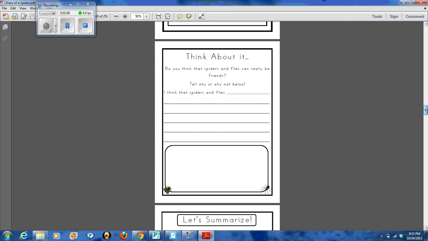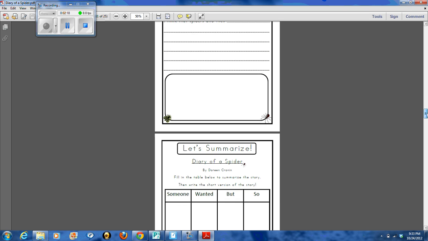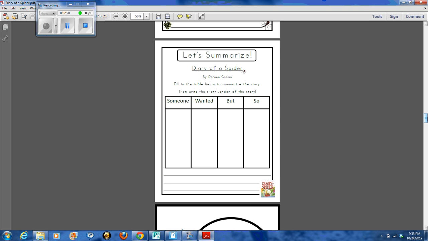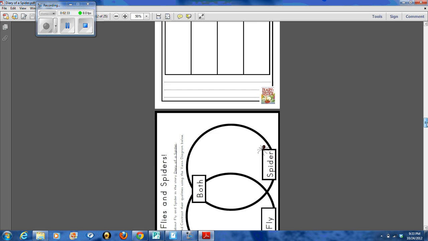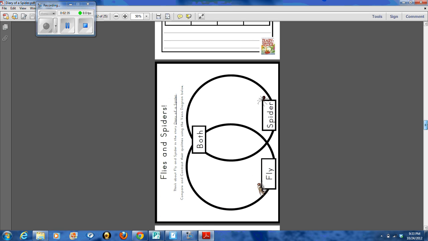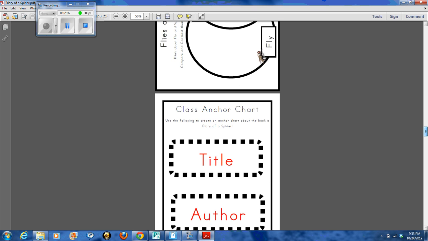There's also a think about sheet where you are going to talk with your students about, do you really think flies and spiders can be friends? And they have to go then and prove their response. There's a summarizing, someone wanted but so. It's interesting, even though this is put into a diary format, you can still use this table to teach your students to summarize the story. And of course we have to use a Venn diagram comparing spiders and flies.